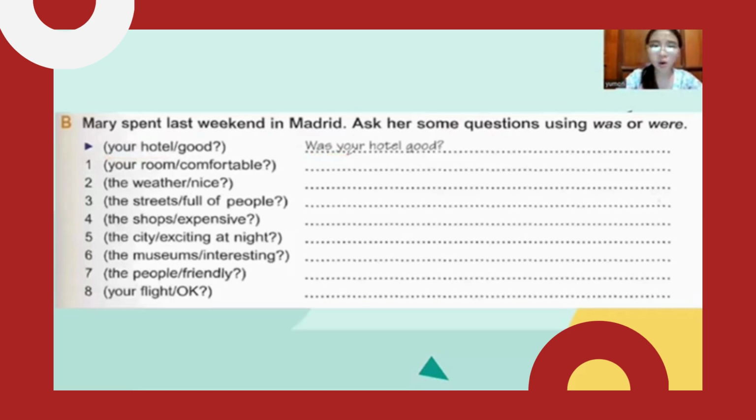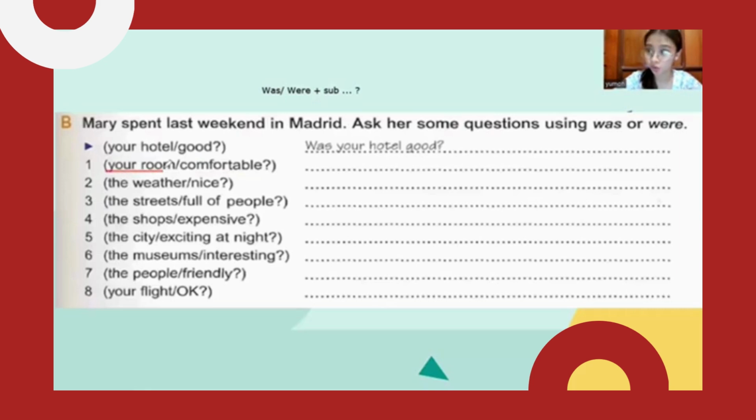So before we start, let's revise. How do we make the questions by using past simple be? Okay, so for past simple be questions, we start with was or were plus subject, right? And then you continue the sentence, ends with question mark. Alright, so let's do number 1 together. Okay, your room, comfortable. Your room, subject, is it singular or plural? Yes, it is singular.